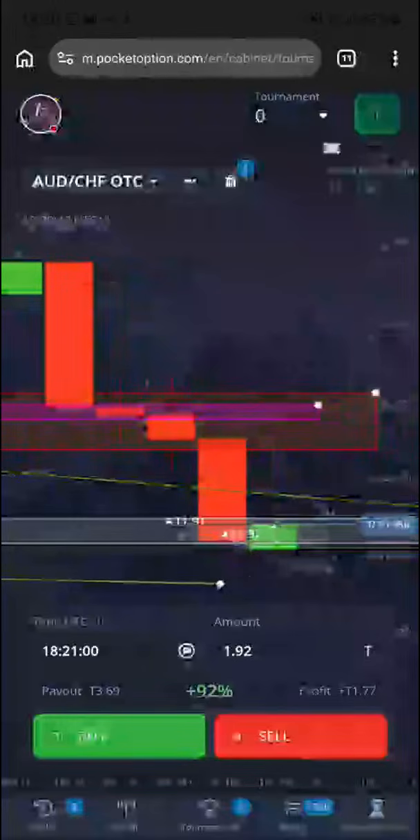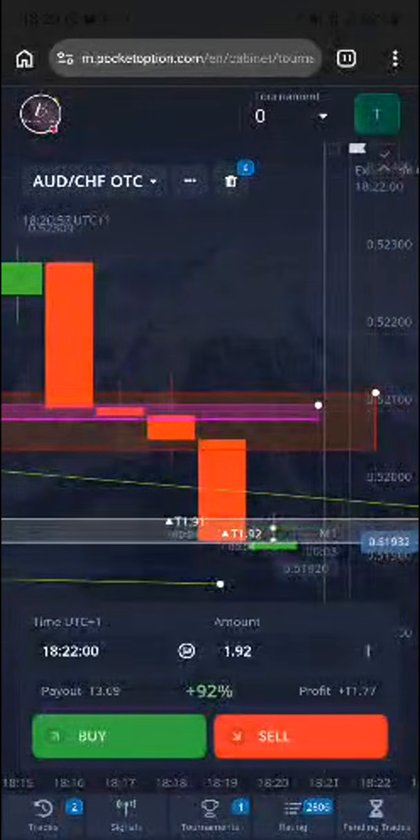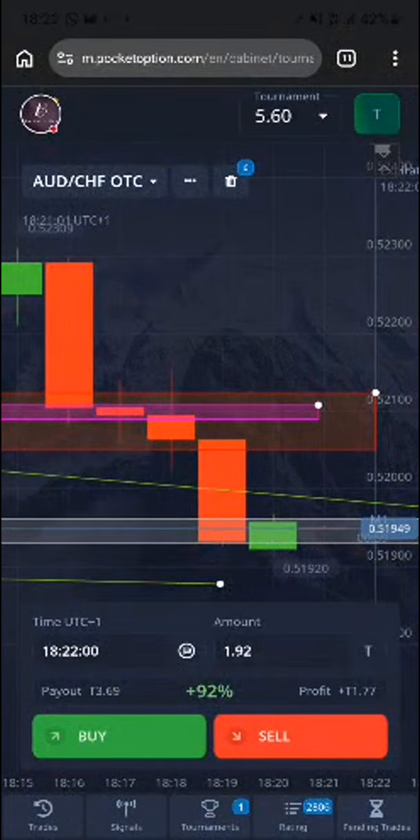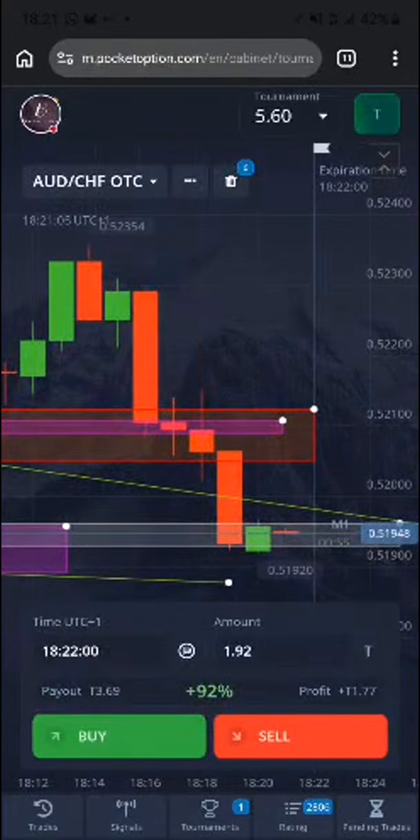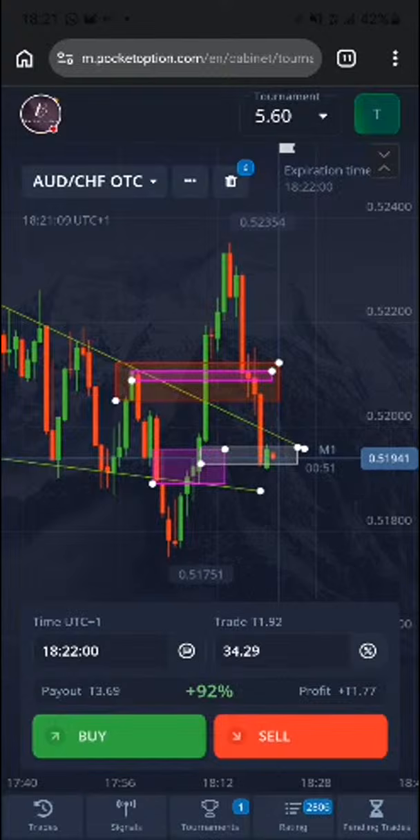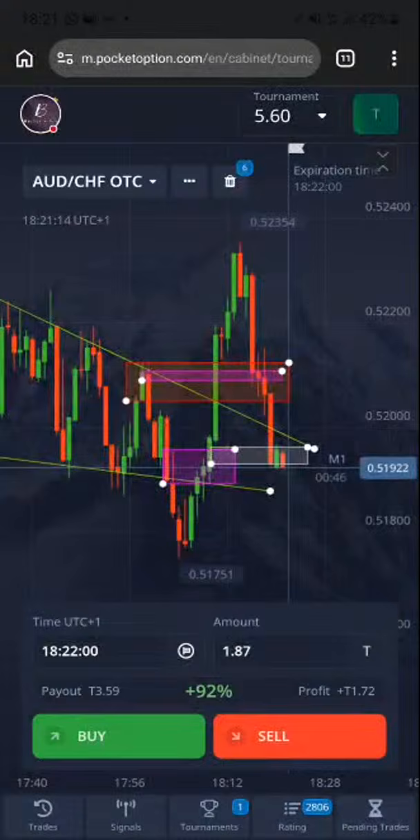So let's see what happens. We have 6 seconds. Okay, it's a winning trade. I'm surprised actually that we won the trade with the way it behaved in the last 10 seconds, but no problem. We will look for another good trade.